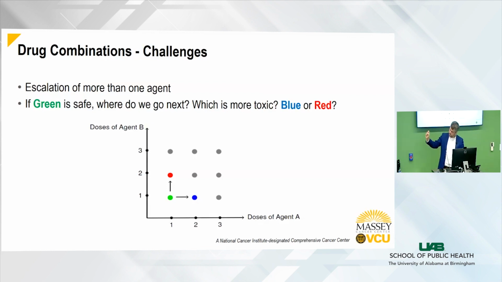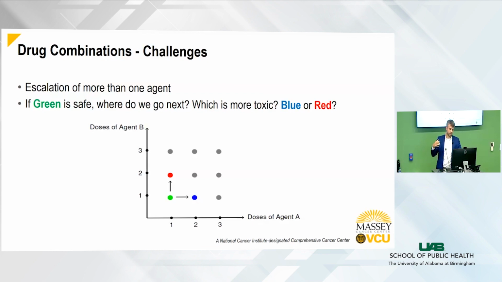But the main problem here is if I start at the lowest dose level of each agent, dose level 1 of each agent, I'm at the green dot. If I deem that to be safe, according to the number of DLTs that are observed, where do I go next? Do I go to red or do I go to blue? I have some uncertainty about which one is more toxic, right?